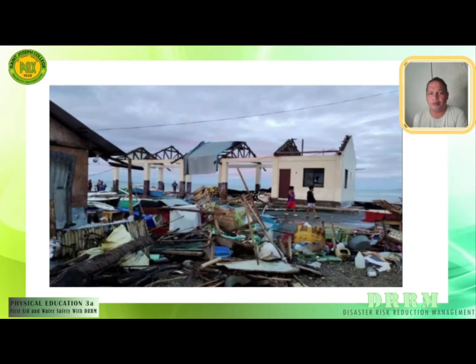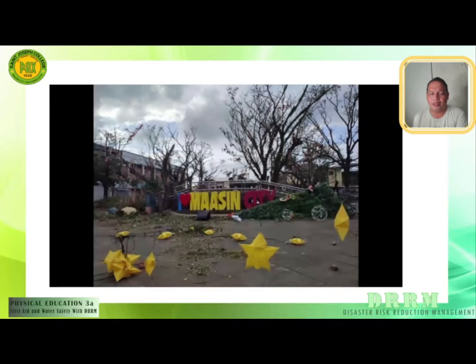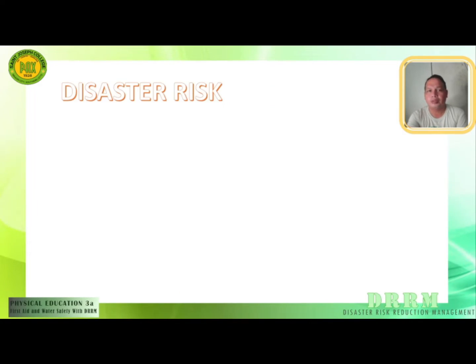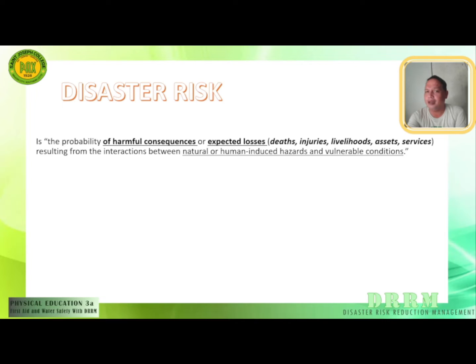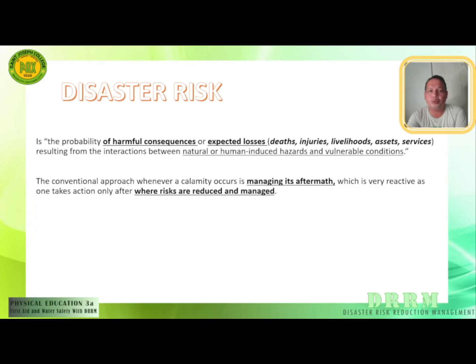Right, those are some of the photos taken after Typhoon Odette. All right, so disaster risk. What is disaster risk? It is the probability of harmful consequences or expected losses, such as deaths, injuries, livelihood, assets, or services, resulting from the interaction between natural or human-induced hazards and vulnerable conditions. The conventional approach whenever a calamity occurs is managing its aftermath, which is very reactive, as one takes action only after risks are realized and damage is done.